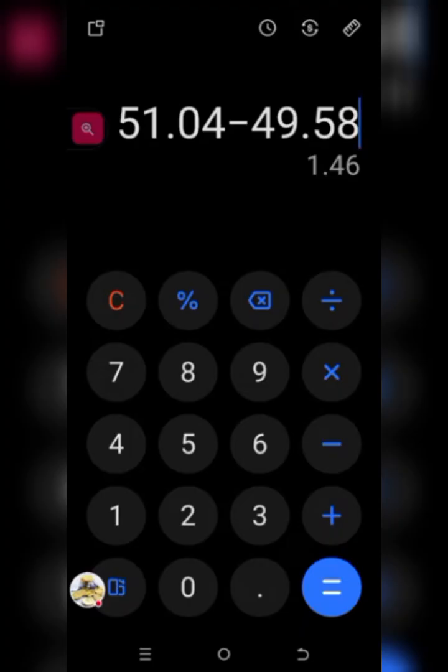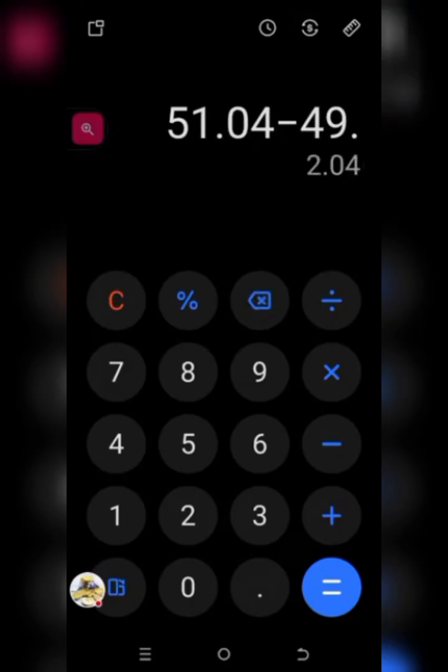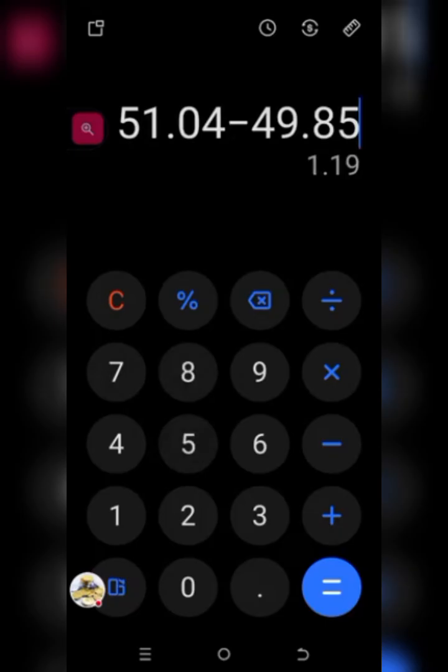Let me just take my screenshot on this. Okay. So we will calculate that. That's 49. Oh, what am I saying? No. I put the wrong thing. Sorry, it's supposed to be 85. Sorry, guys. It's 49.85. That's $1.19. $1.19, guys. Don't get that mixed up.